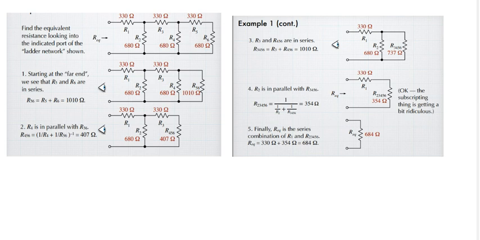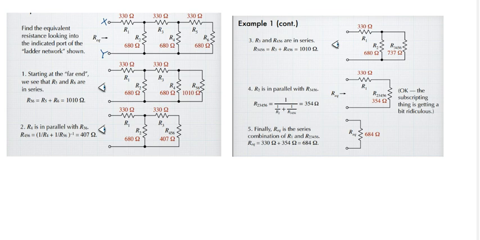Okay, let's look at this example here. We have this resistive network, and the question says find the equivalent resistance looking into the indicated port of the ladder network shown. So this is like a ladder network, a combination of resistors in series and in parallel. And this is the direction from which we are considering to take our resistance. So let's call this X, let's call this Y.